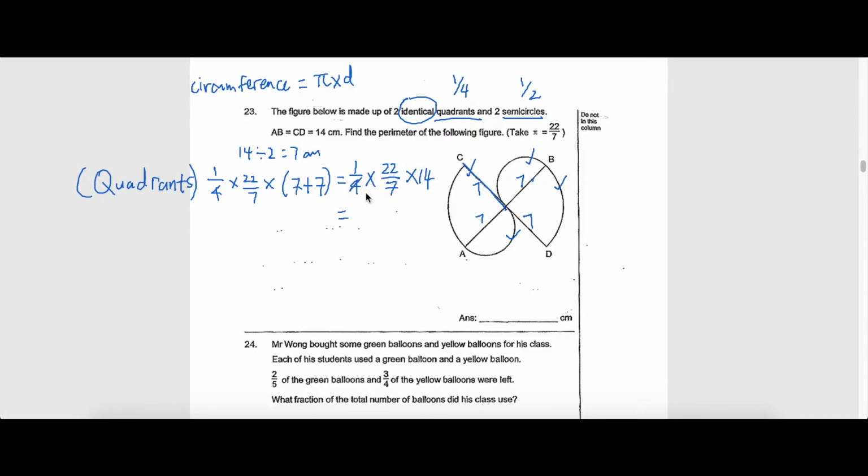So let us just cancel with this. So both are divided by 2. So right now, I can cancel off these 2, because 7 and 7. Then now I have another 2. I can cancel, get 11. So basically, the curved side of the quadrant is 11 cm. Alright, so this part is 11. Okay, so that means this curved part will be the same because they're identical. Got it? So let's go to semicircle.